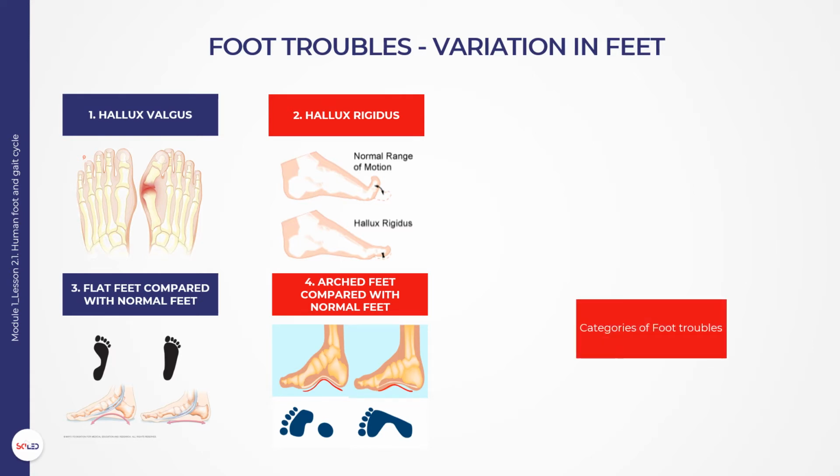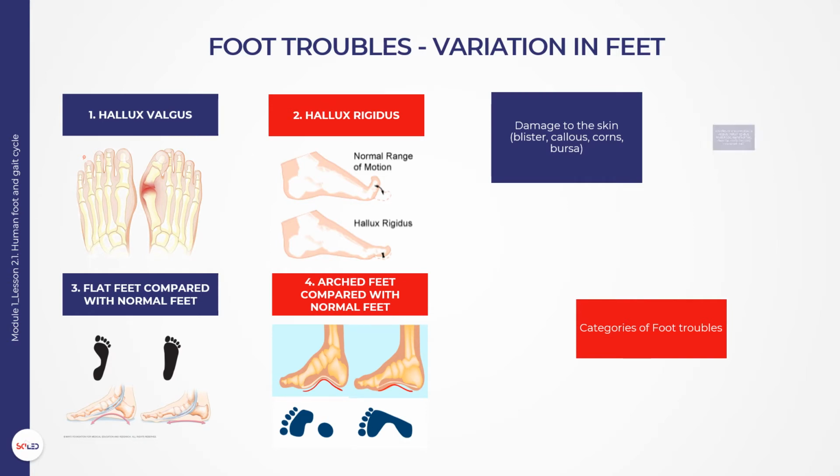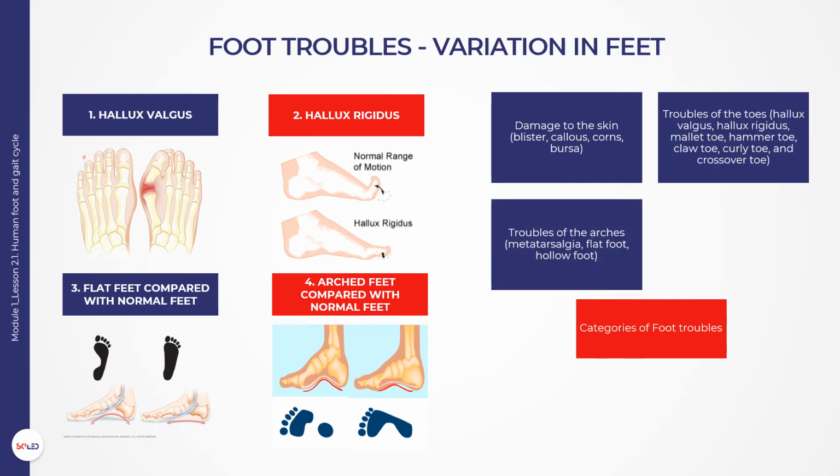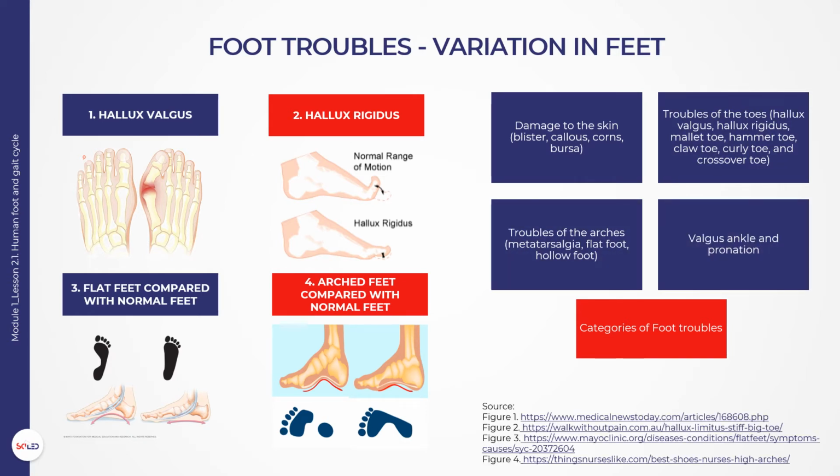According to Miller, foot troubles could be divided in 4 categories: damage to the skin, troubles of the toes, troubles of the arches, valgus ankle and pronation. Many foot troubles are associated with specific foot types, which could be evaluated using visual assessment, footprint parameters and anthropometric values. Some research identifies different foot types in accordance with the alignment and arch height: planus, flat, rectus, well-aligned, or cavus, high-arched.